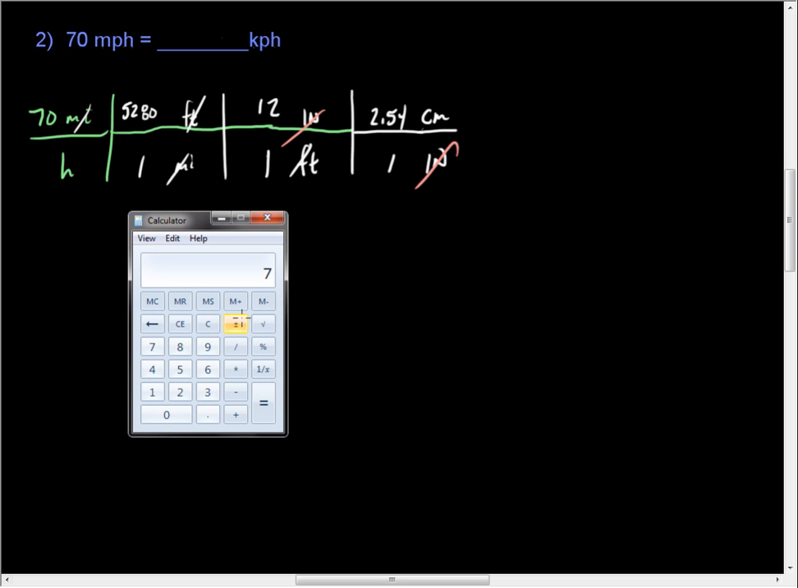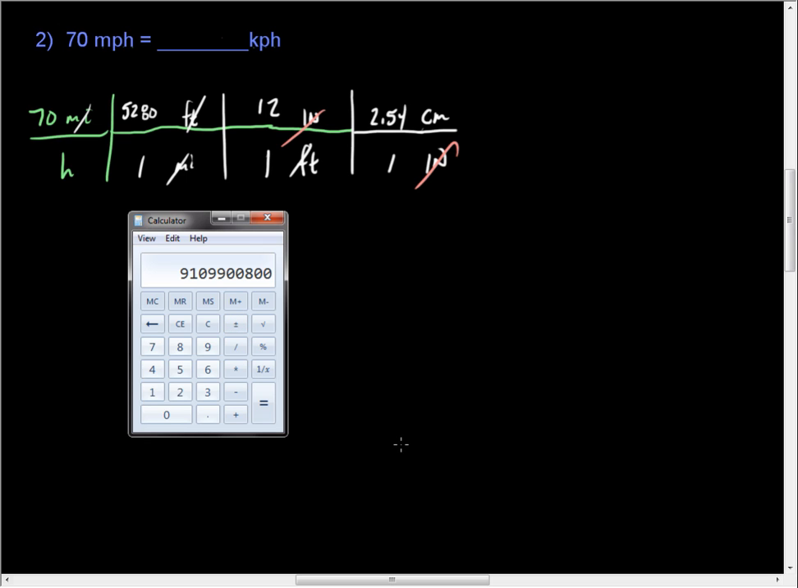So to do this, I go 70 times 5,280 times 12 times 2.54 divided by 1 divided by 1 divided by 1. And I go through this whole process all the time, even though you obviously can tell that it's 1 on the bottom. But the idea here is that it won't always be 1 on the bottom. And so I can change that as I need, but I follow the same exact method through. Multiply all across the top, divide all across the bottom, and that'll take care of it.